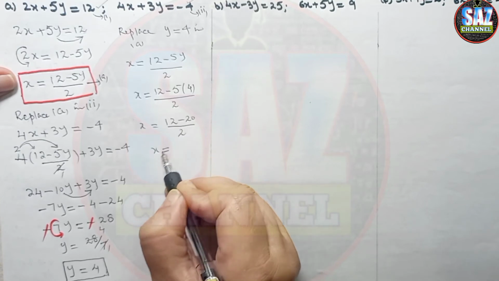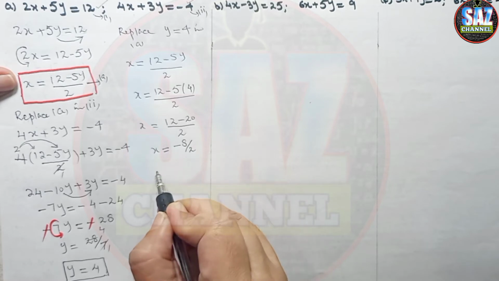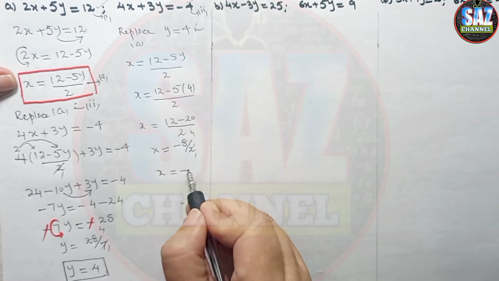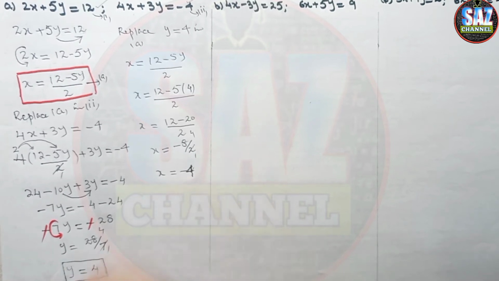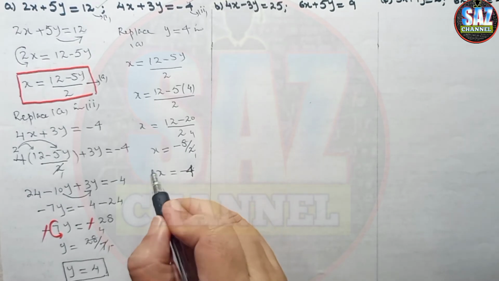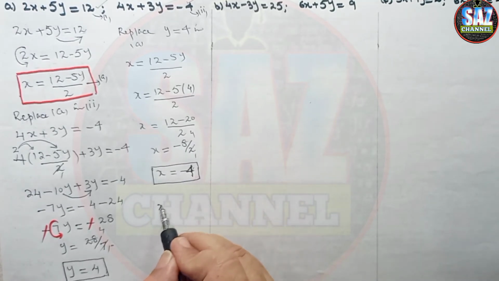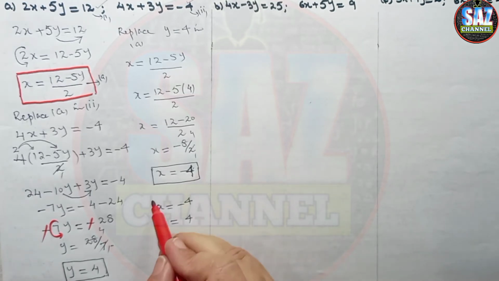x equal to 12 minus 20 by 2. x equals to 12 minus 20 is minus 8 by 2, and 2 ones are 2 and 2 fours are 8, x equals to minus 4. x equals to minus 4. So the solution for this situation is x equals to minus 4 and y equals to 4. I hope you are clear about this question.